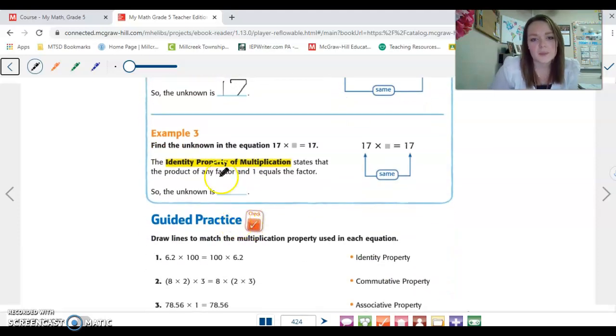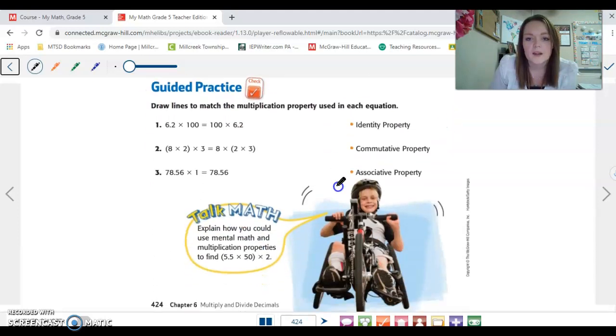We're using identity property. This states that the product of any factor and 1 equals the factor. So we have 17 times what is 17? Remember, identity property always works with ones. 17 times 1 gives me 17. The unknown is 1.